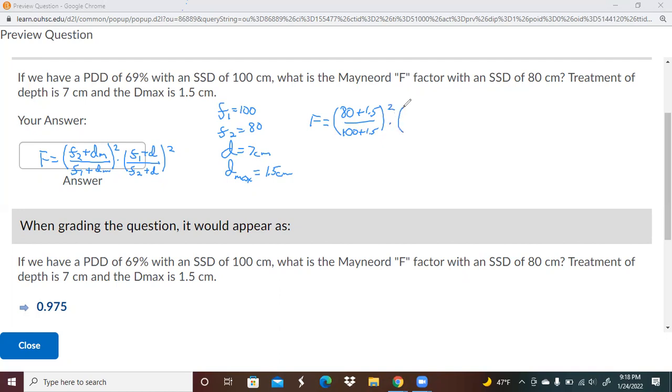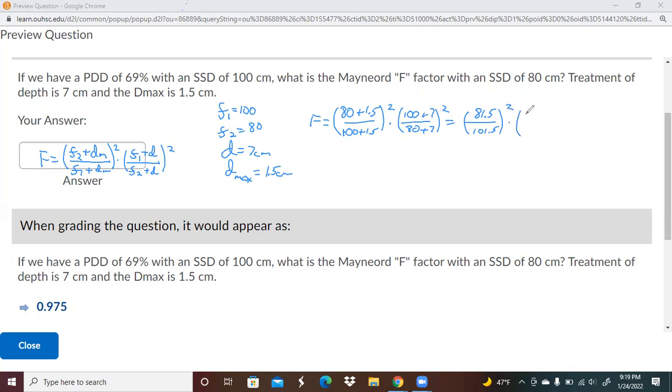This is going to be multiplied by F1, which is going to be 100, plus, and then the distance, which is 7. And then on the bottom, we're going to have what it's moving to, which is 80, and we're going to add 7 to that. And so here we're going to end up on top, if you add 1.5 to 80, you end up with 81.5. On the bottom, you've got 100 plus 1.5, so that'll be 101.5. All of that'll be squared.